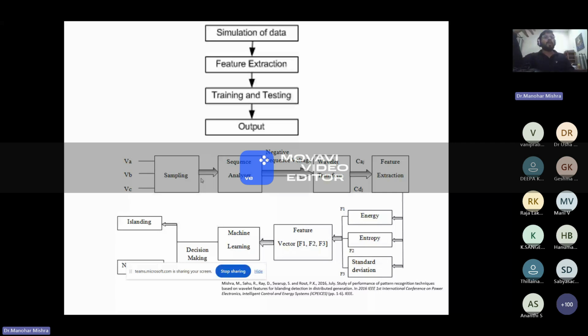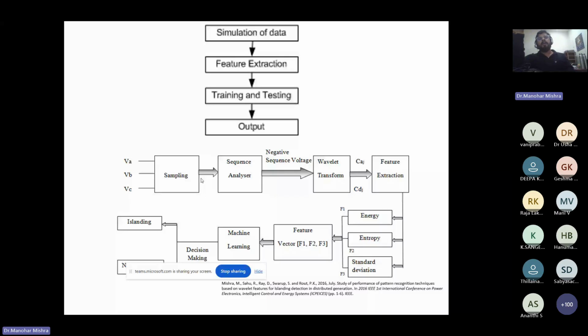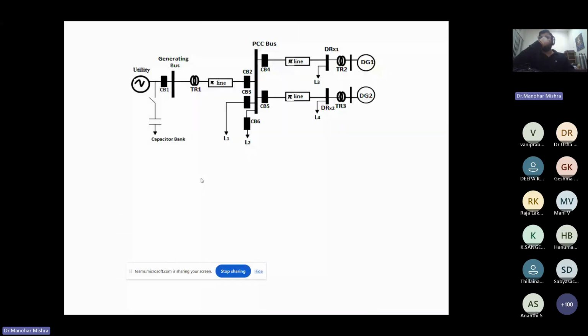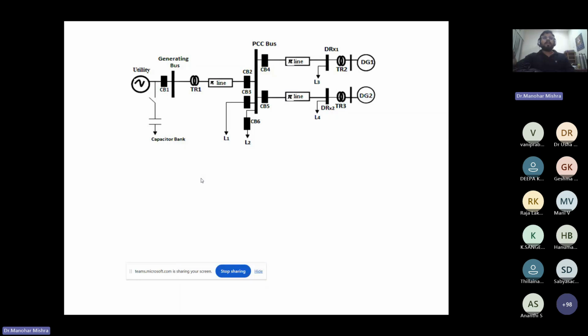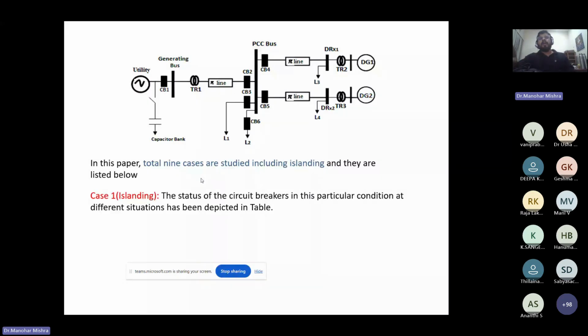To do this work, first we simulate the model, and second we gather the data related to islanding and non-islanding individually. This is the model that we have simulated. It is a 2DG model. Here you can observe the pi lines and different circuit breakers connected, different loads at different positions, and a capacitor. So 9 cases including islanding have been simulated. The first one is islanding.